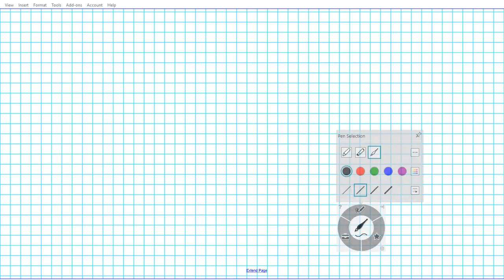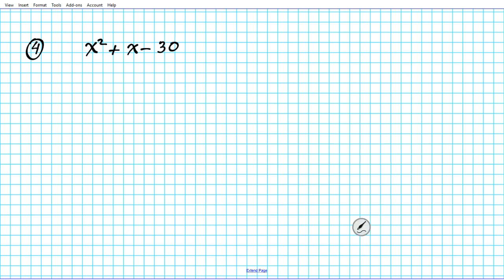All right, let's take a look at the last example, question number 4. So for problem 4, let's say we have a quadratic trinomial: x squared plus x minus 30. First of all, we can see that there is nothing to be factored from the three terms. This has no x in it, so there's no common factor that can be taken out. So how do you factor something like this?